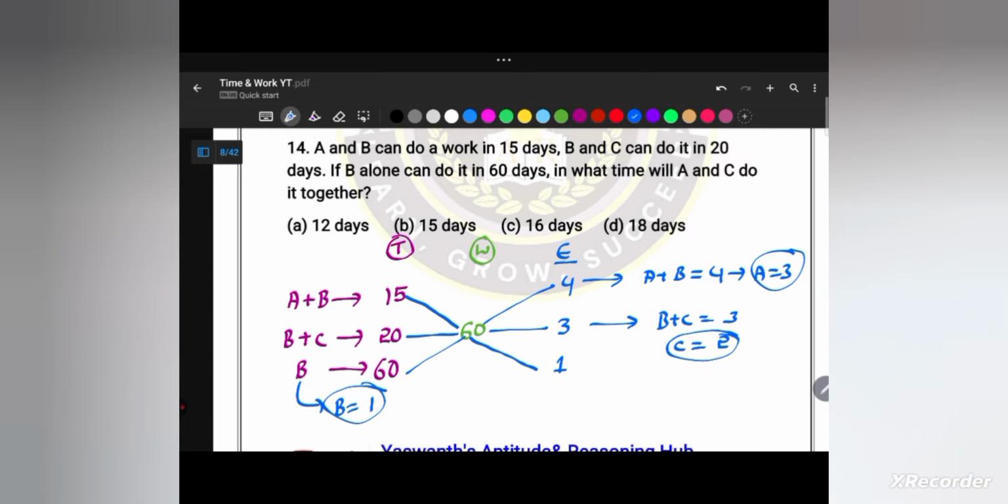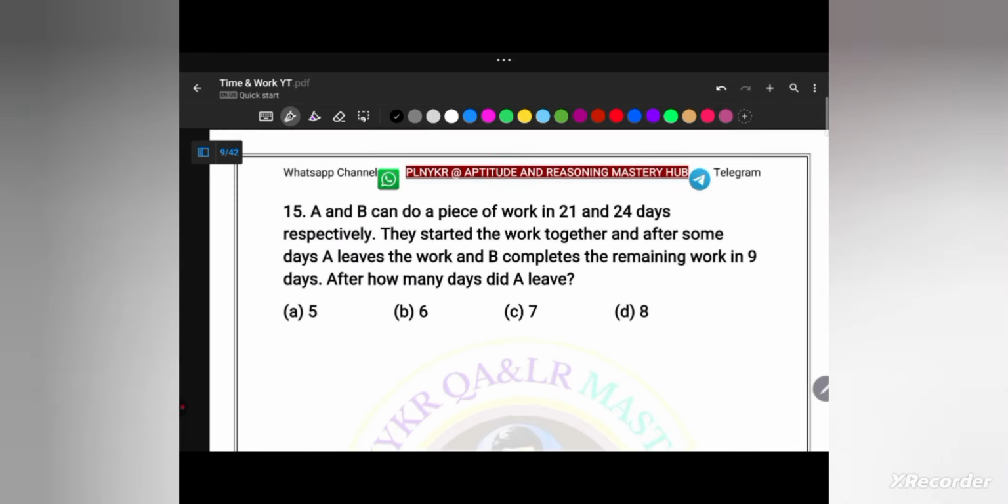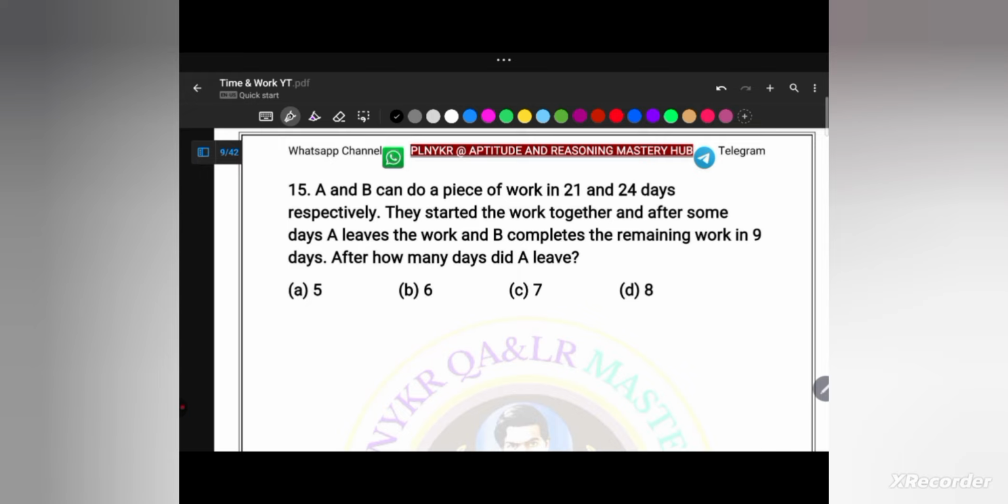Now he is asking us to find in what time A and C together can finish. A and C together means time will be equal to work by their efficiency. How much work is it clearly? 60 units. Whereas the efficiency of A and C: A is 3, C is 2, 3 plus 2 it will be 5. How much time will it be taking? 12 days. We can mark option A. We'll be moving to the next question. After solving, please let me know the answer for this question.